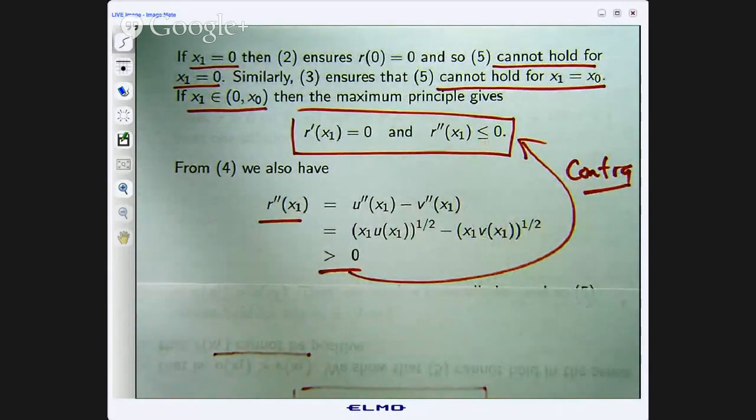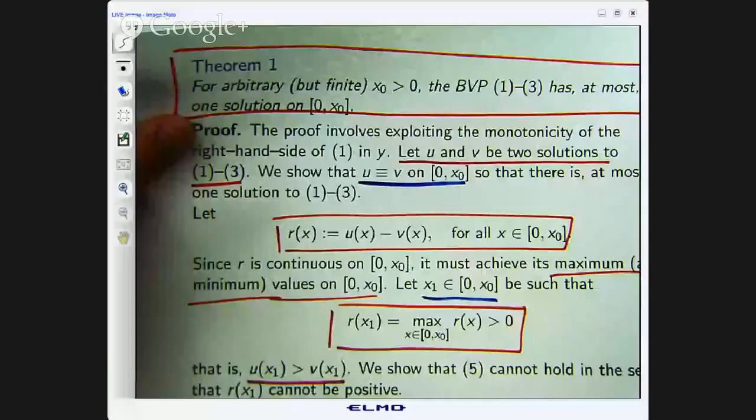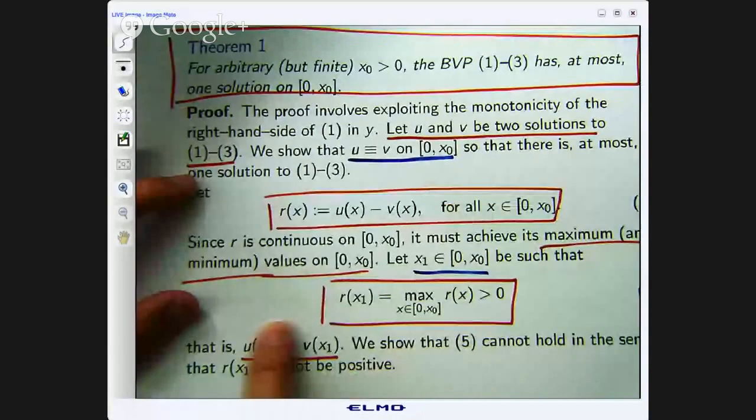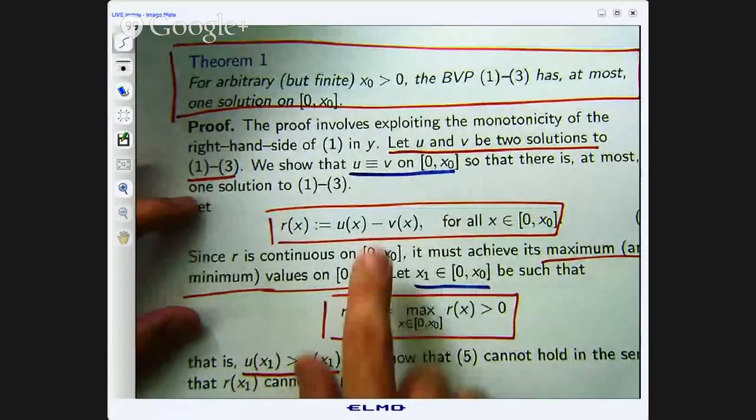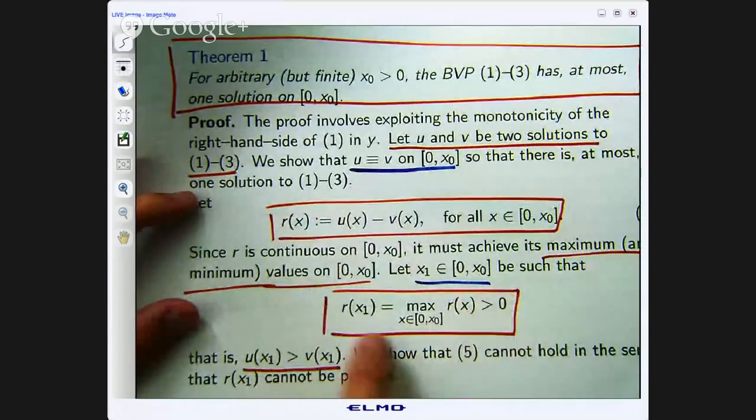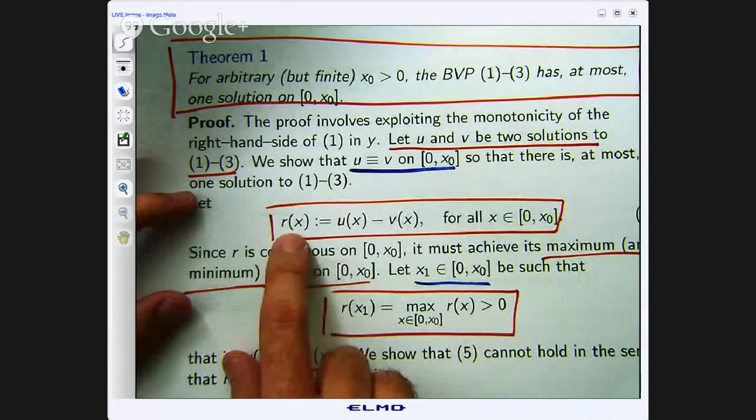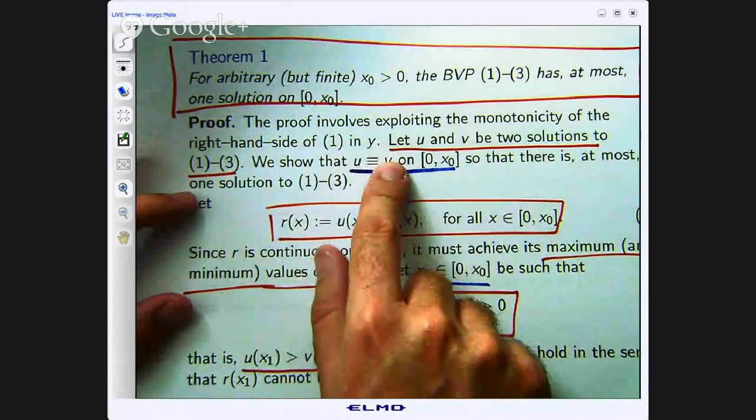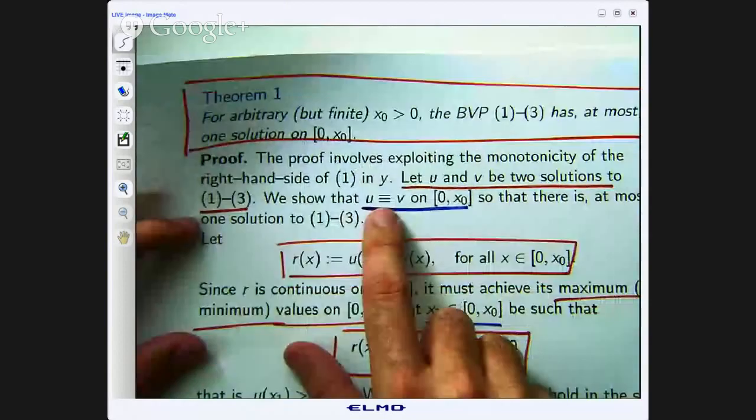Well, the answer is it can't. We've got the contradiction that we wanted. So let's go back, and what we initially assumed mustn't be true. So essentially this cannot be true, right? What we're trying to do is show this, and we've shown that this can't be true. So what does it mean? It means that on the entire interval, u must be less than or equal to v. In other words, u must be less than or equal to v. So that's a step in the right direction.